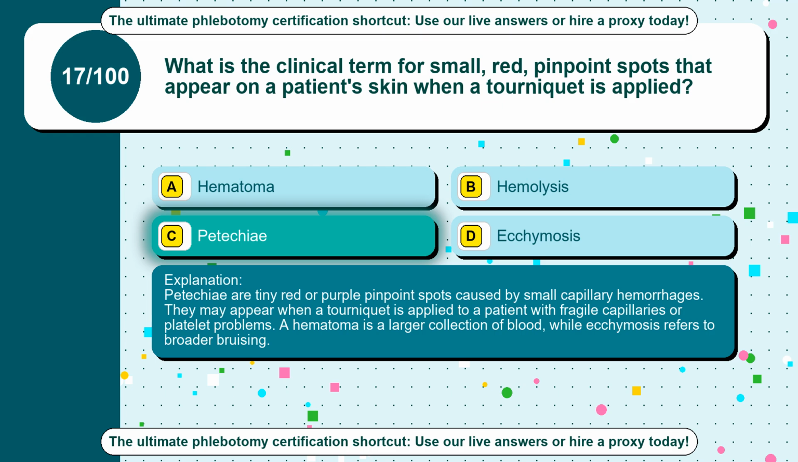They may appear when a tourniquet is applied to a patient with fragile capillaries or platelet problems. A hematoma is a larger collection of blood, while ichthyosis refers to broader bruising.